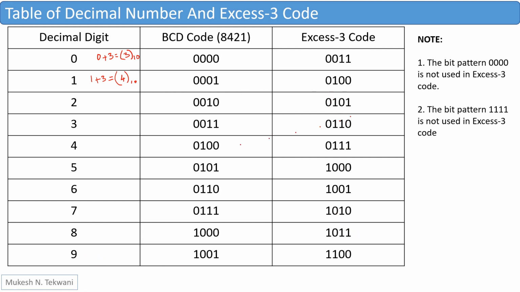Now observe this. The bit pattern 0000 is not used in Excess-3 code. Nowhere do we have 0000, because even if we start with the decimal 0, its Excess-3 equivalent will be 0011. And again, observe that the bit pattern 1111 is nowhere used in the Excess-3 code.